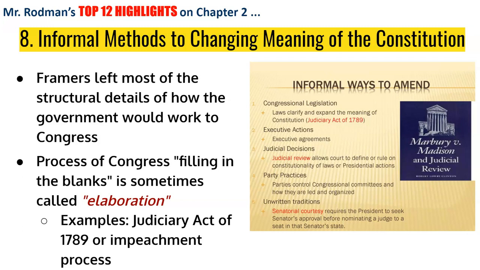Now, in number 8, we see the informal methods of changing the meaning of the Constitution. We've talked about how to amend it under Article 5, but there are also some ways to read between the lines. The founders and framers weren't trying to spell out every method and every possible way, so that the government would basically keep this Constitution as a living, breathing document. And we saw in one of the quizzes where Jefferson talked about the idea of this being a Constitution for the living, not for the dead.